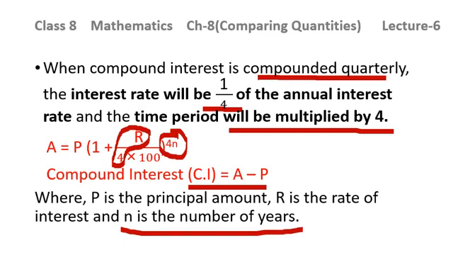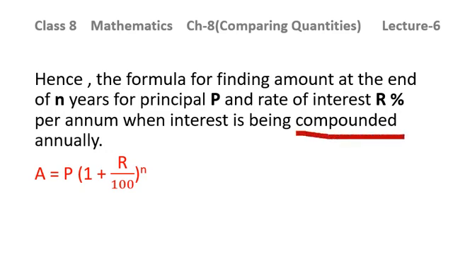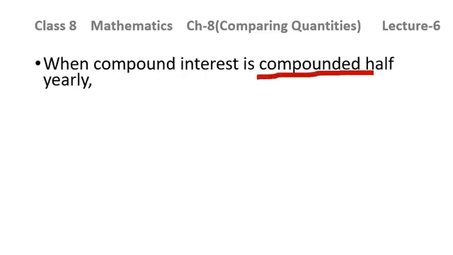So the formula for finding the amount at the end of n years for principal P and the rate of interest R% per annum when interest is being compounded annually is given by this formula. When the interest is being compounded annually, you will be directly taking this formula. A is equal to, that is amount is equal to principal bracket 1 plus R over 100 raised to the power n. This will be the formula of the amount, and compound interest CI will be given by this formula, amount minus principal.